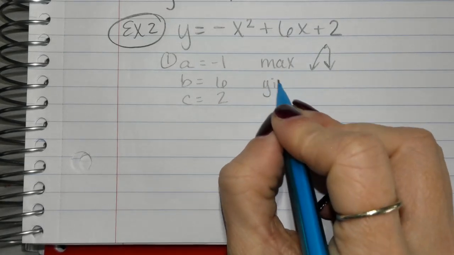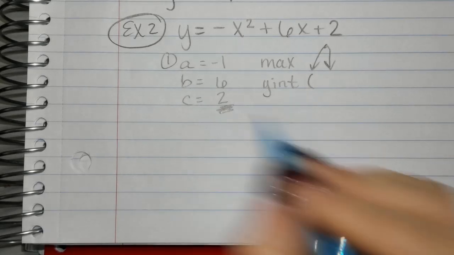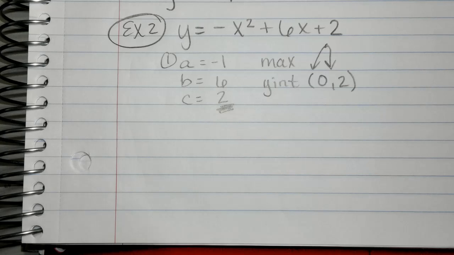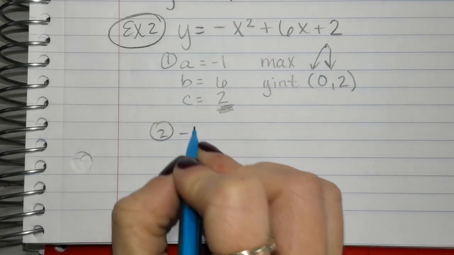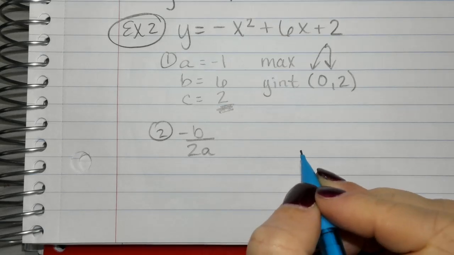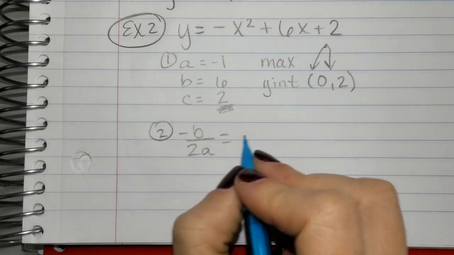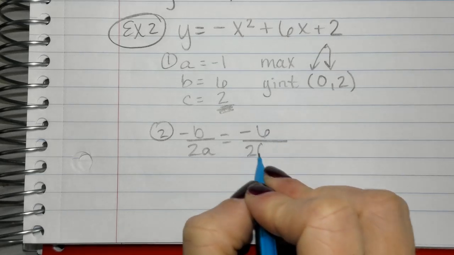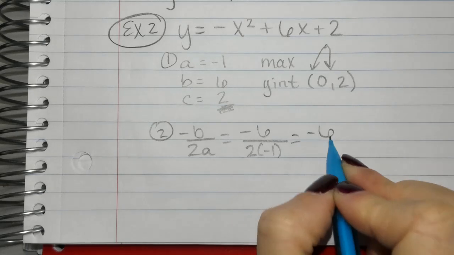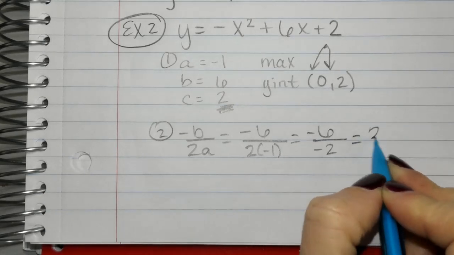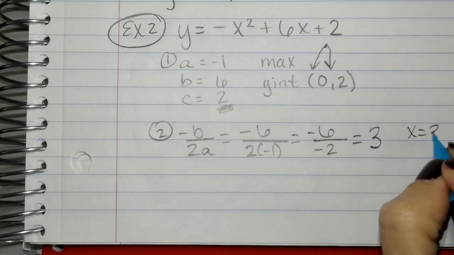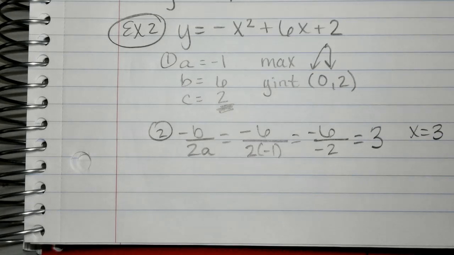And then you could also tell me that your y-intercept is at 2 because that's what C is. So you would say your y-intercept is at 0, 2. All right, step 2, negative b over 2a. I need to know that x value. So that would be negative 6 over 2 times negative 1. Negative 6 over negative 2. So x equals 3, also known as h.